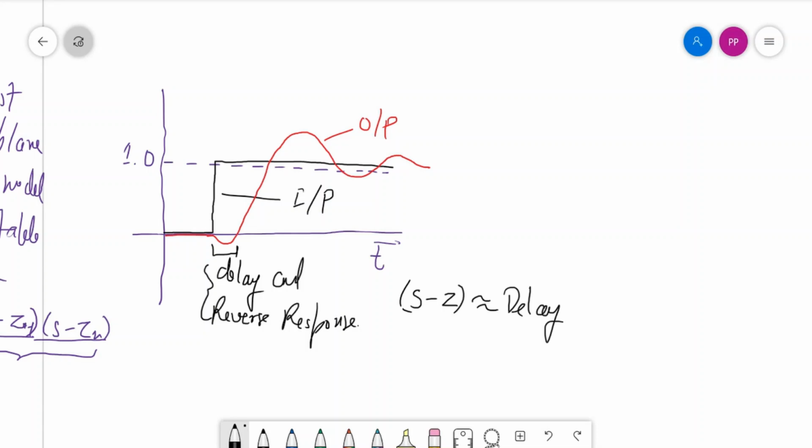So whenever there is RHP zero dynamics in a system, we can say that such RHP zero factors are equivalent to delays associated with the system. So I'm giving you a practical example of this. You have an aircraft. I'm showing you the top view of this aircraft.